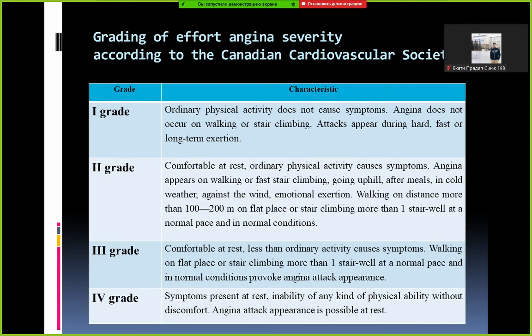develop angina pectoris attack. The third grade means comfortable at rest, and less than ordinary activity causes symptoms. Walking on flat place or stair climbing less than one stair will develop angina pectoris attack. And the fourth grade: symptoms may present at rest, inability of any kind of physical activity without discomfort.